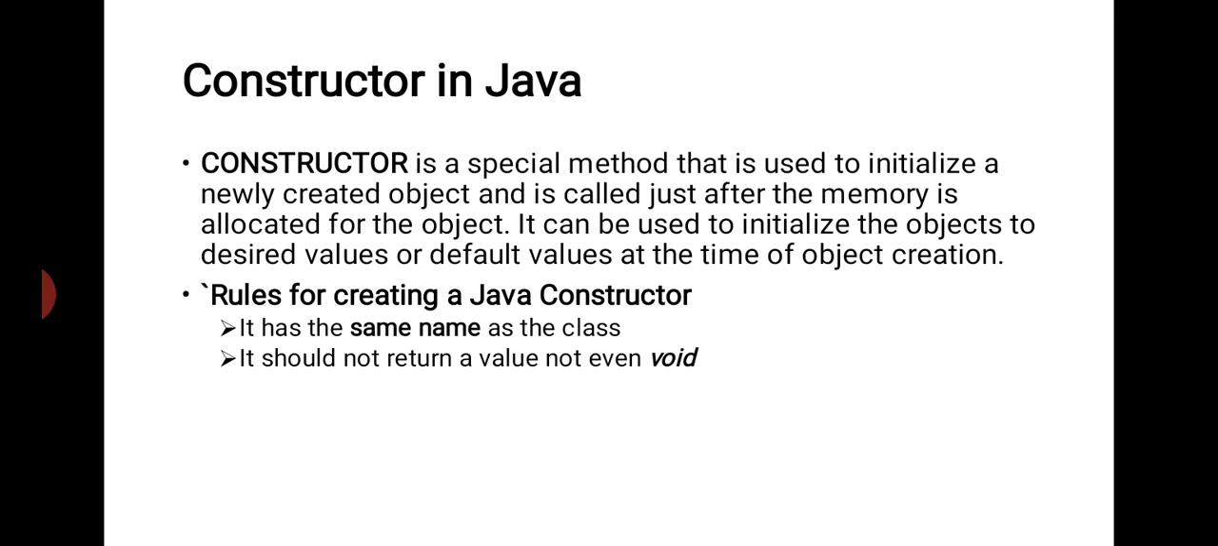Now next is constructor in Java. A constructor is a special method that is used to initialize a newly created object and is called just after the memory is allocated for the object. It can be used to initialize the object to desired values or default values at the time of object creation. So what are the rules for creating a Java constructor? First rule is, as all of you know, a constructor has the same name as the class name, and it should not return a value, not even void. It will not return any value.